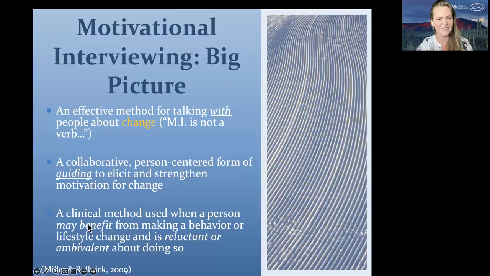When we're talking about motivational interviewing, this is an effective method for talking with people about change. The developers really emphasize it's not talking to, and that MI is not a verb. You don't MI somebody, because that would not reflect how collaborative and person-centered motivational interviewing is. It really is a form of guiding. It's not persuading. It's not coercing. It's about eliciting and strengthening the internal motivation for change that already exists.